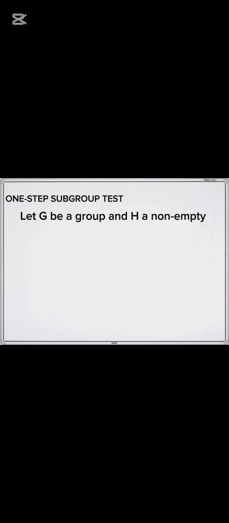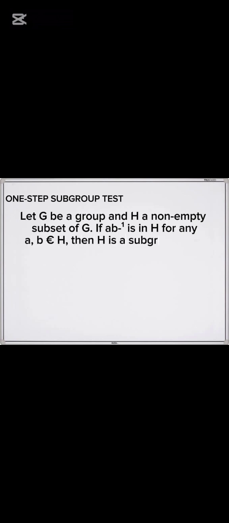So let's proceed. By its definition, let G be a group and H a non-empty subset of G. Now, if ab inverse is in H for any a and b that are elements of H, then H is a subgroup of G. Okay. Now, how to prove this?